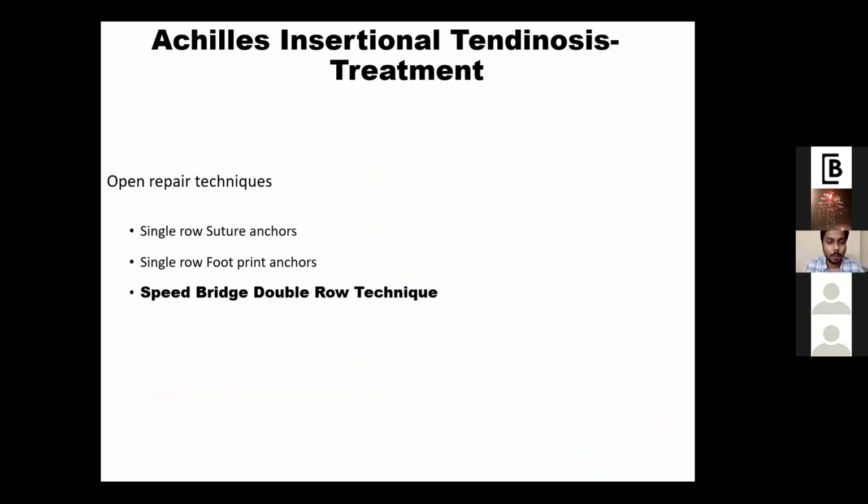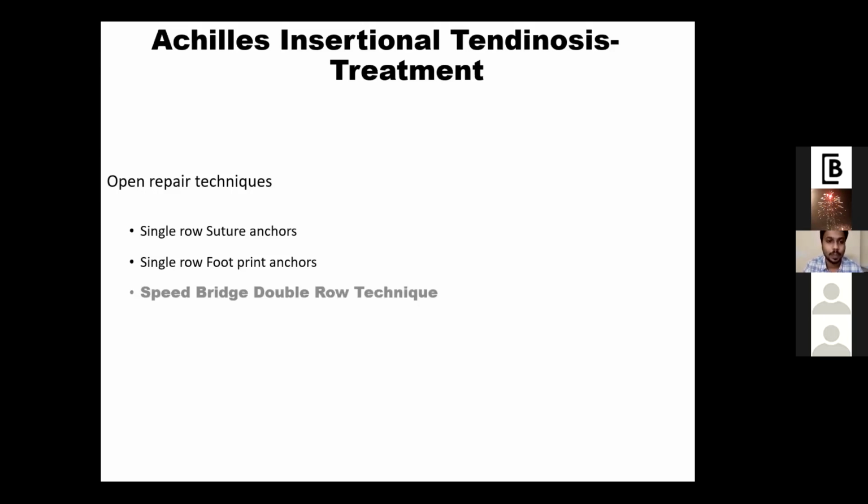So now we come to the open repair techniques, typically used after an Achilles tendon degenerative tear, or sometimes the tendon degeneration is so much that we do create a tear and we repair it. So what are the three commonly used procedures? First will be single row suture anchors, single row footprint anchors. But the latest technique that has been developed is the SpeedBridge double row technique.